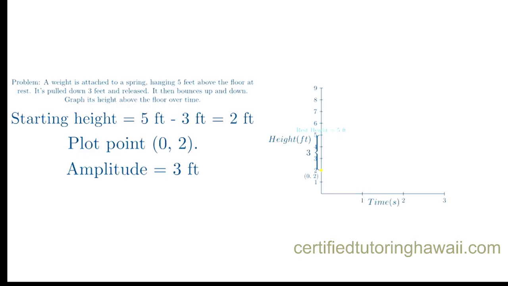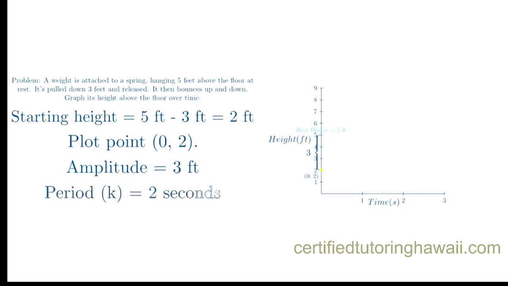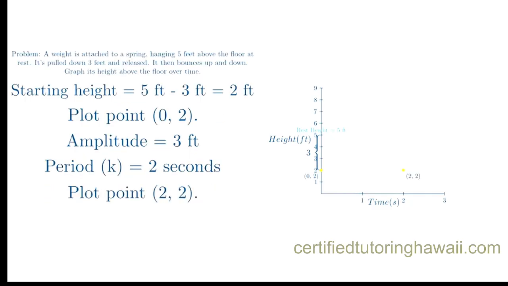The problem also gives us a second piece of information to help define the cycle. It tells us the weight takes 2 seconds to complete one full cycle and return to its lowest point. This is the period of our function. The graph should take 2 seconds to repeat its behavior.